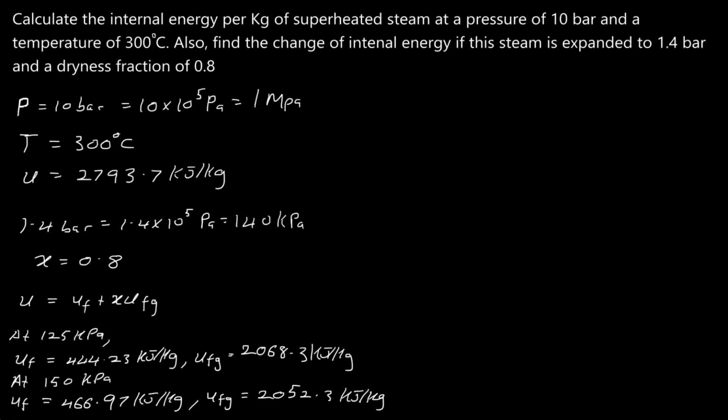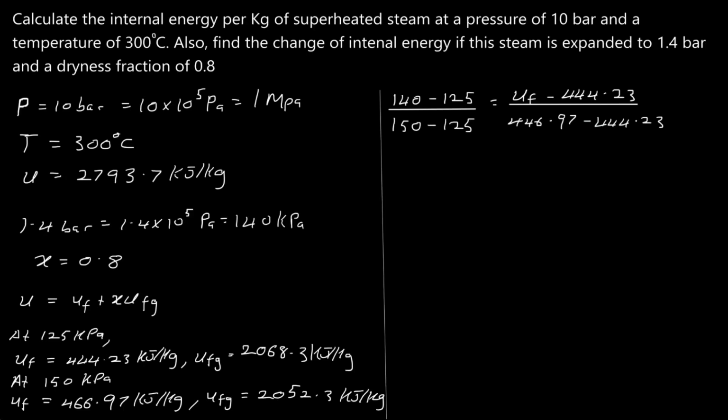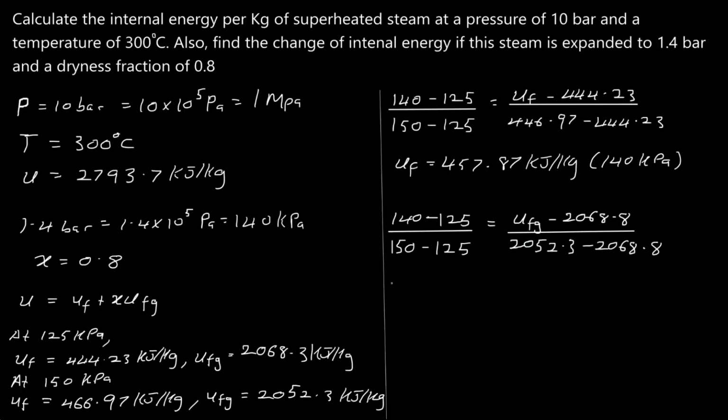The interpolation works based on the proportions of the difference in values. So on our left-hand side, we have 140, which is the desired pressure, minus 125, divided by 150 minus 125. And on our right-hand side, we have the corresponding values of specific internal energy. So on the right-hand side, we have uf, which corresponds to 140 kilopascals and is unknown, minus 444.23, which corresponds to 125 kilopascals, divided by 466.97, which corresponds to 150 kilopascals, minus 444.23. From this, we get uf at 140 kilopascals as 457.87 kilojoules per kg. And we do the same thing for ufg. So we obtain ufg as 2058.9 kilojoules per kg.